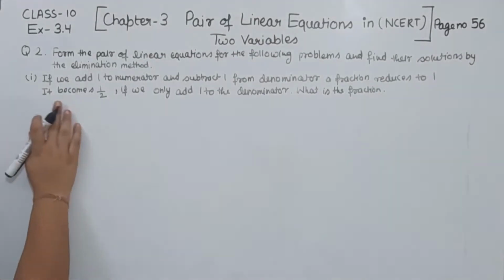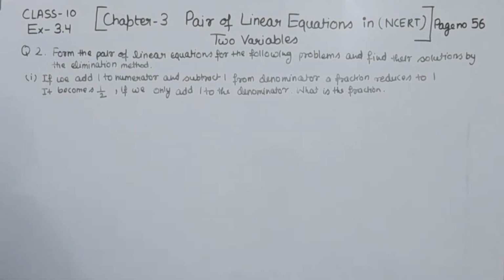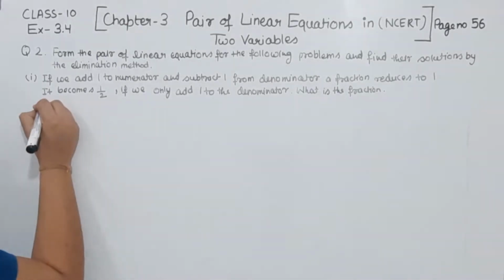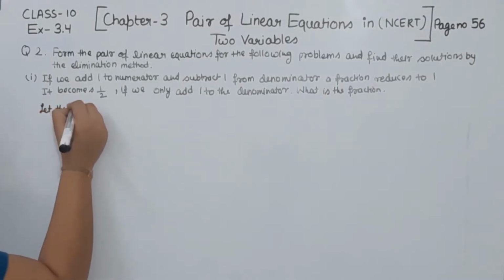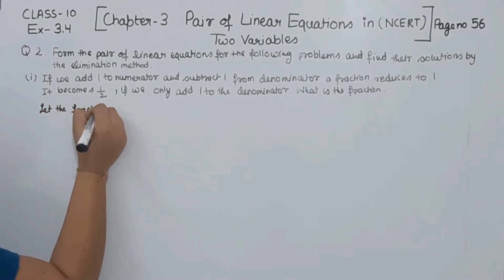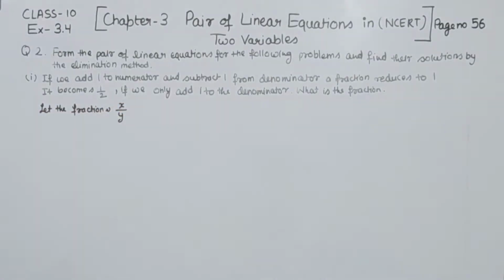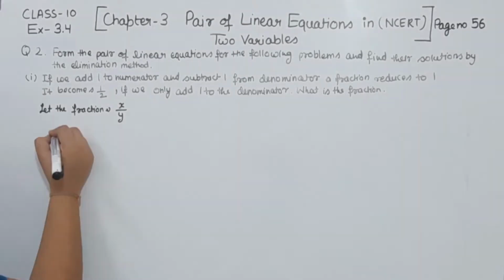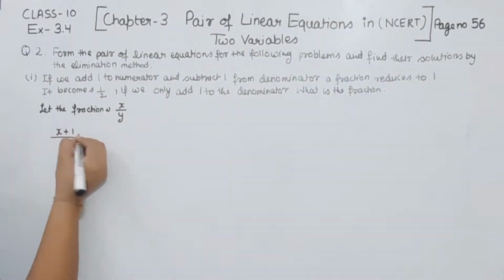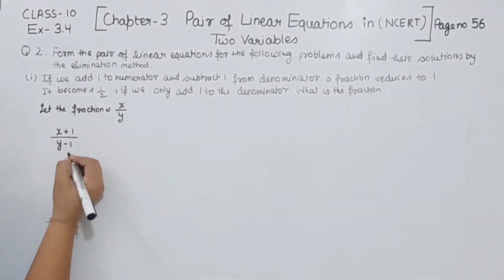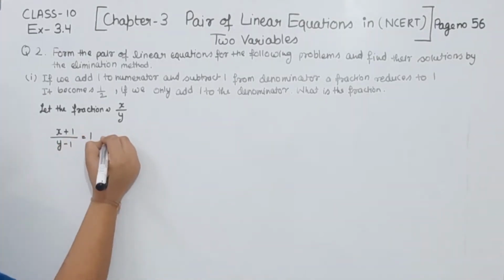The first one we are having: if we add 1 to the numerator and subtract 1 from the denominator, a fraction reduced to 1. It becomes half if we only add 1 to the denominator. What is the fraction? So first of all, let the fraction be x by y. Now, as per the first statement, we have to add 1 to the numerator and subtract 1 from the denominator. Then the fraction is equal to 1.